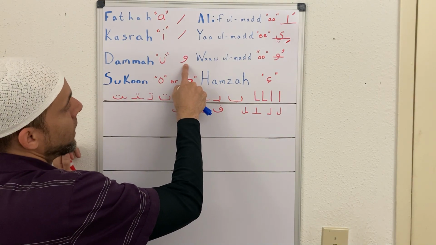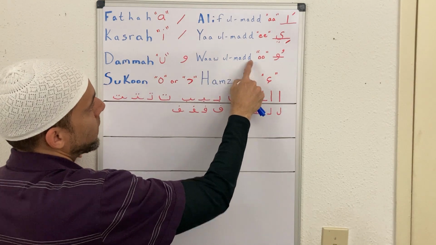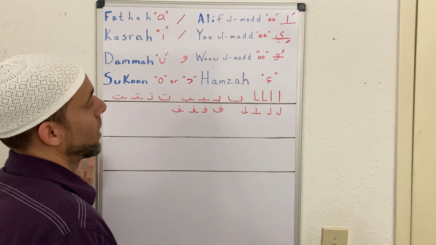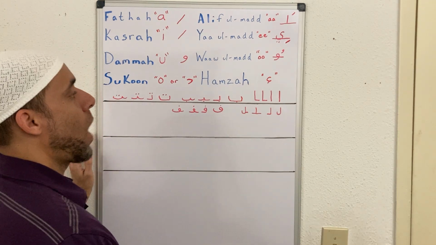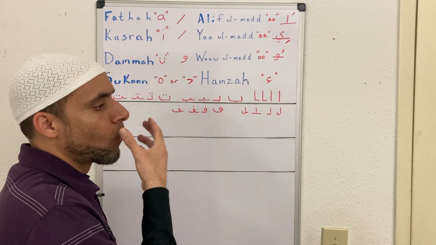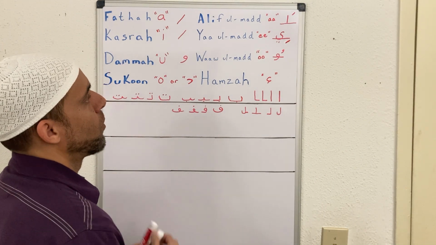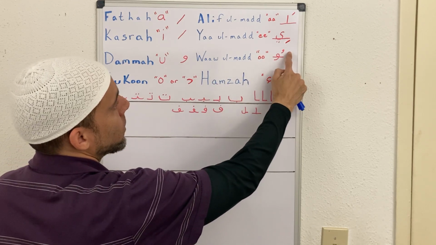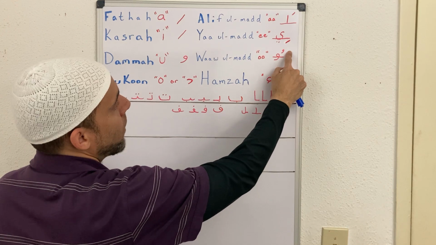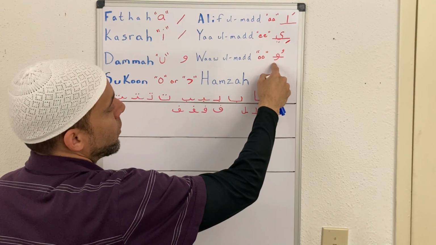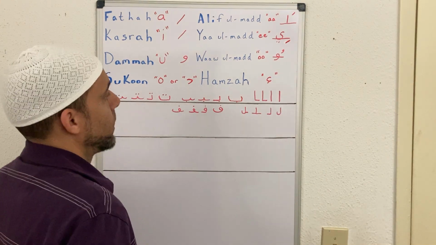This is the letter, and the long form is Waw ul Mad. Now this is interesting. For this makhraj, a lot of people, and I did the same thing in the beginning, said "wow," but actually it's more pronounced "waw." So you want to close your mouth a little bit more when you say that, waw. Waw ul Mad. This is the U sound. Also, same thing, you have the dhamma above a letter, and just to the left of it, you will have your waw symbol.